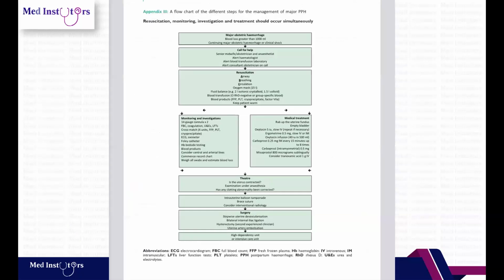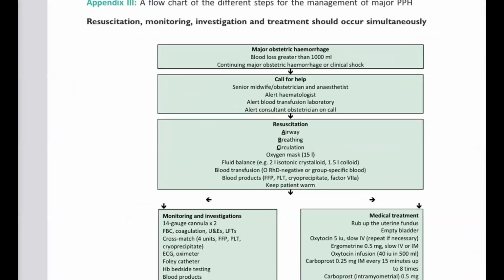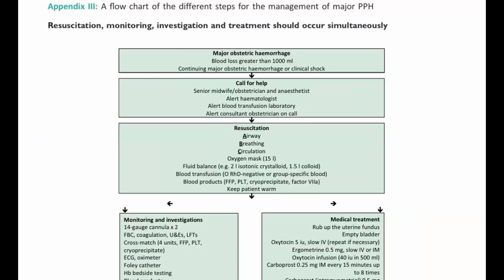This is that PPH algorithm. I'm sorry for the bad picture and I'm going to zoom it in. So first, major obstetric hemorrhage, major blood loss greater than 1000 ml or continuing major obstetric hemorrhage. Senior midwife, obstetrician and anesthetist, alert hematologist, alert blood transfusion lab and do the ABCD. This is also another question, fluid balance that you can give. You can give maximum 3.5 liters in which 2 liters is isotonic and 1.5 is colloid.